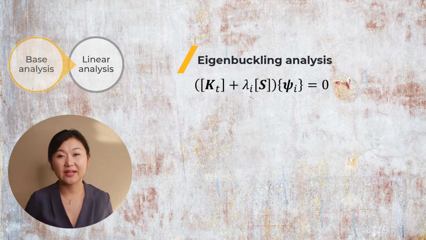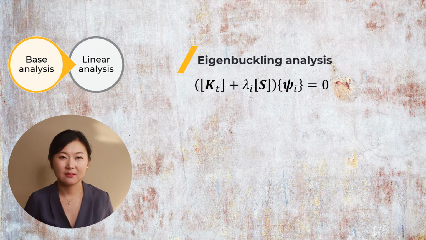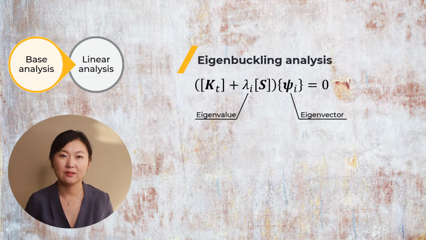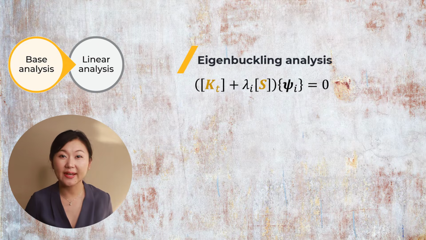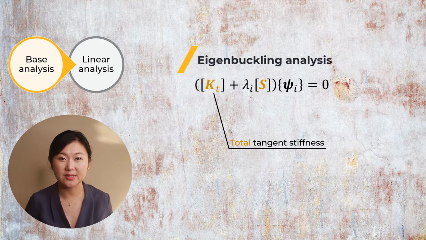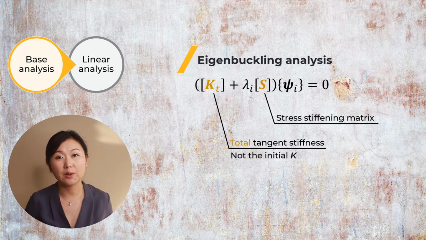Here, we're looking at the governing equation of the eigenvalue problem for eigenbuckling analysis. Just like all classic eigenvalue problems, the equation solves for eigenvalues lambda and eigenvectors phi. We'll talk about lambda and phi a little bit later. Let's first look at the KT matrix and S matrix. We should note that the KT matrix may be the total tangent matrix from the load point of interest instead of the initial total stiffness matrix. And S is the linear perturbated stress stiffening matrix.